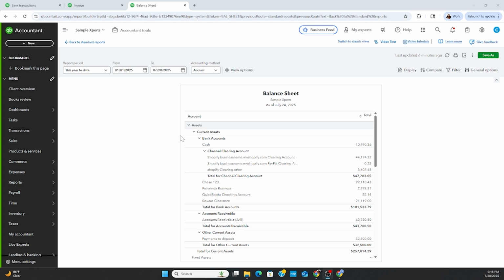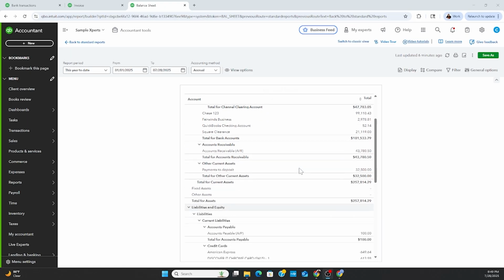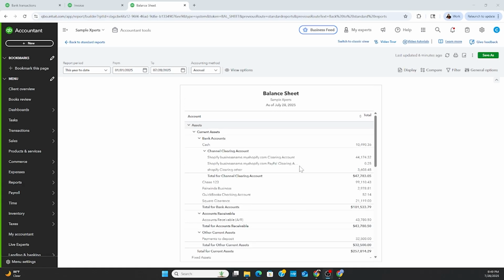First, you're going to see your asset accounts. That includes your bank accounts, your cash accounts, and any kind of assets, right? So your furniture, your equipment, your cars, whatever. First come your asset accounts.